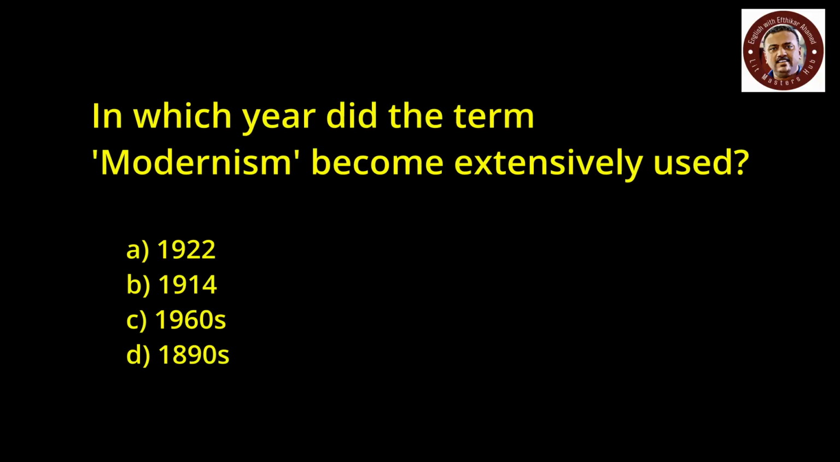The third question is, in which year did the term modernism become extensively used? Options are A, 1922, 1914, 1960s, and 1890s. The correct option is option C, 1960s.